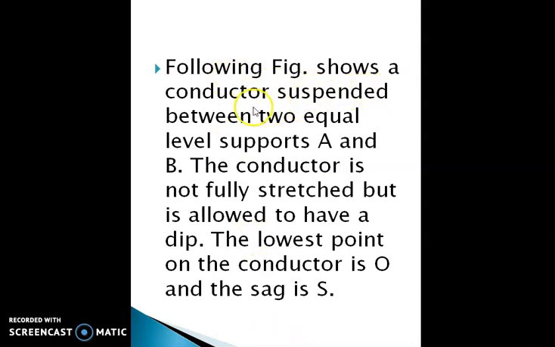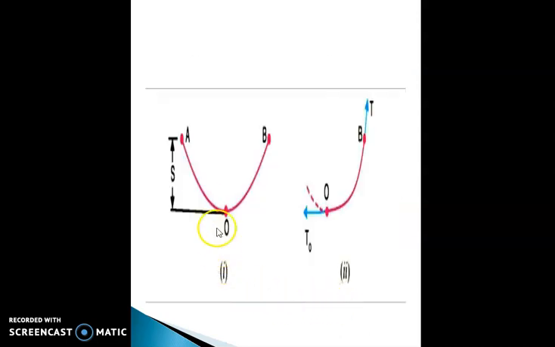The following figure shows a conductor suspended between two equal-level supports A and B. The conductor is not fully stressed but is allowed to have a dip. The lowest point of the conductor is O and the sag is S. This is the sag of the conductor suspended between two supports A and B. The lowest point of the conductor is O, and the distance from this point to the support level is the sag.